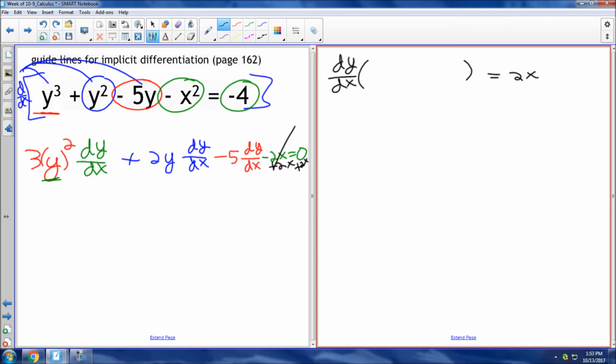So then what would be inside? I distributed, factored it out, pulled it out: dy dx times 3y squared. That makes sense?